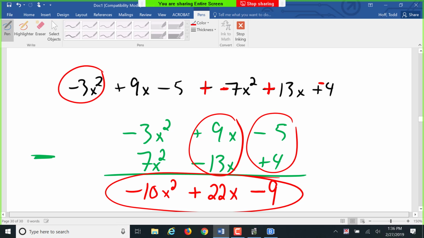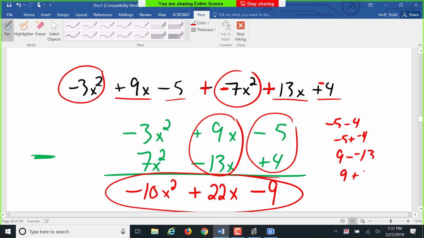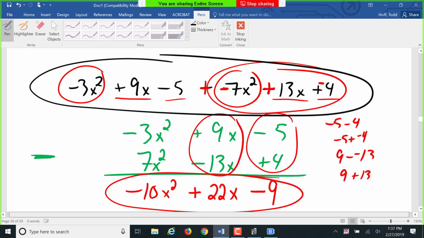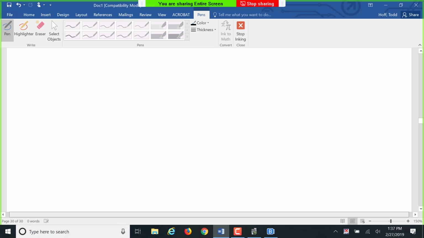And now negative 3x squared and negative 7x squared make negative 10x squared. 9x and 13x make 22x. Negative 5 and negative 4 make negative 9. Well, all that's doing is doing what we did in each column. Negative 5 minus 4, you could change that to negative 5 plus a negative 4. 9 minus a negative 13, you change that to 9 plus 13. So all we did was change all the signs at once there. It's just a shortcut for doing the subtraction. Where this one becomes confusing to me, and the long version is more beneficial, for me at least, is when we have things like this.